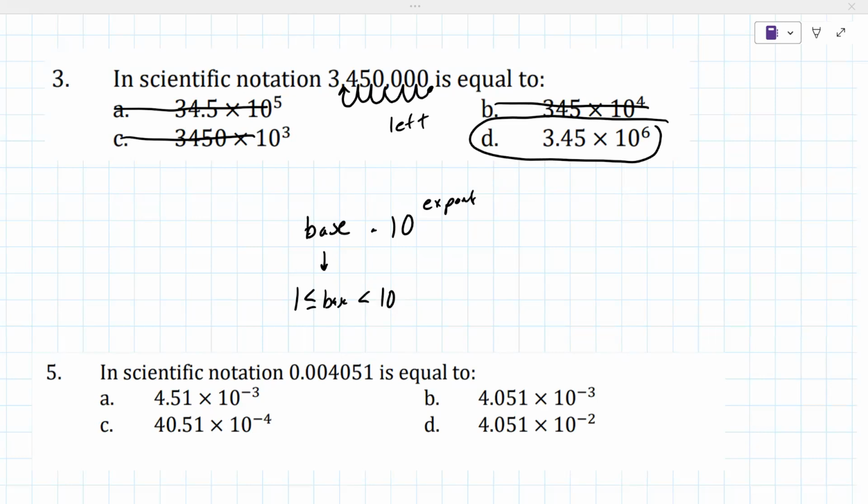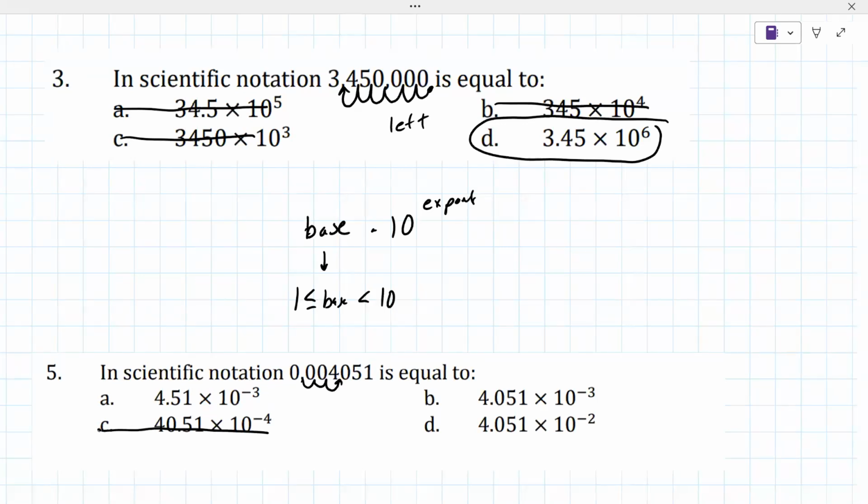All right, what do you think here? What answer are you coming up with? C. Okay. Is the number in front between 1 and 10? No, so that's out. You're moving the decimal right. 1, 2, 3 this time.